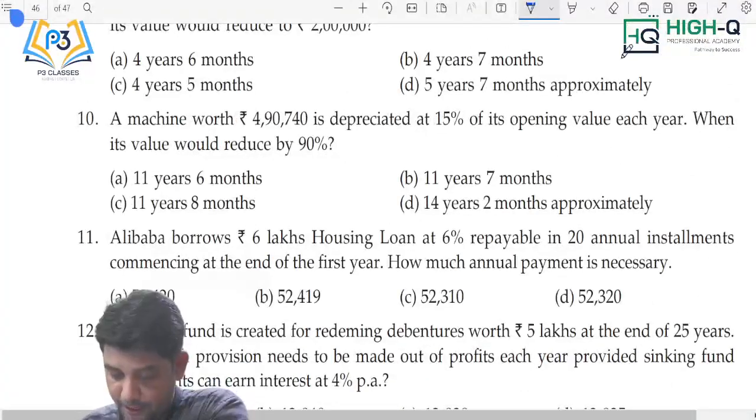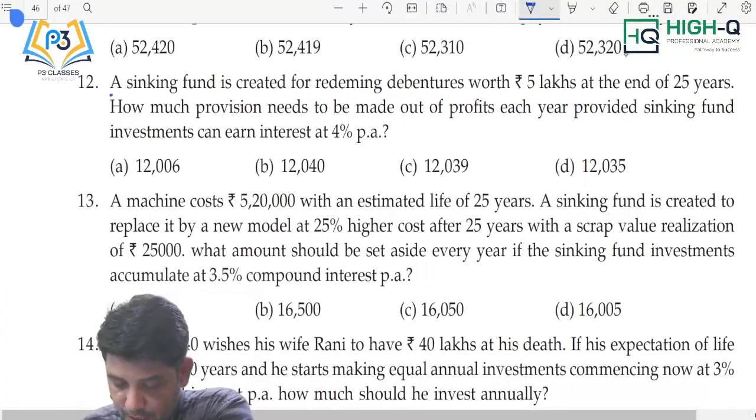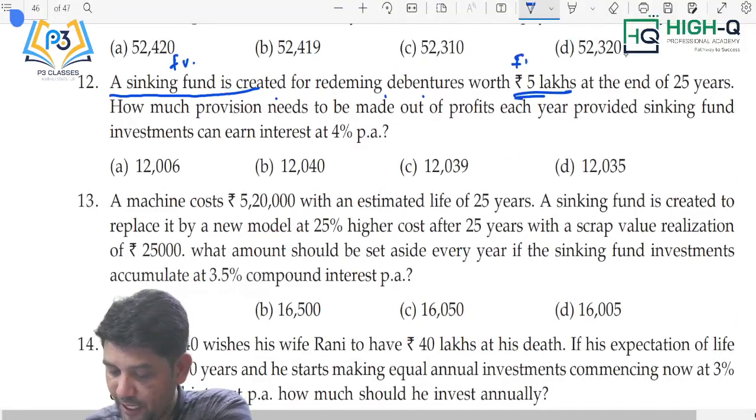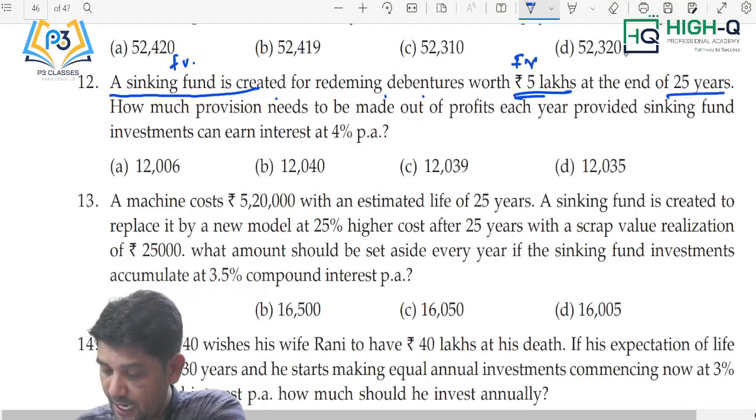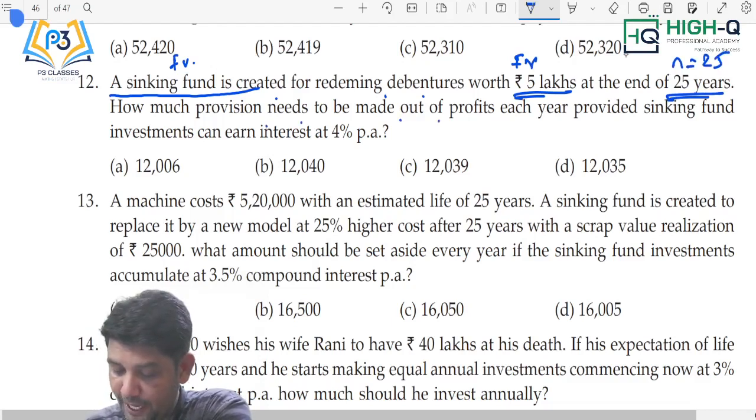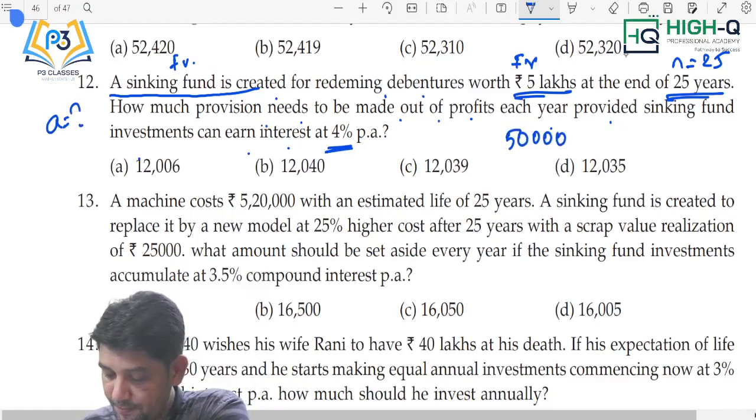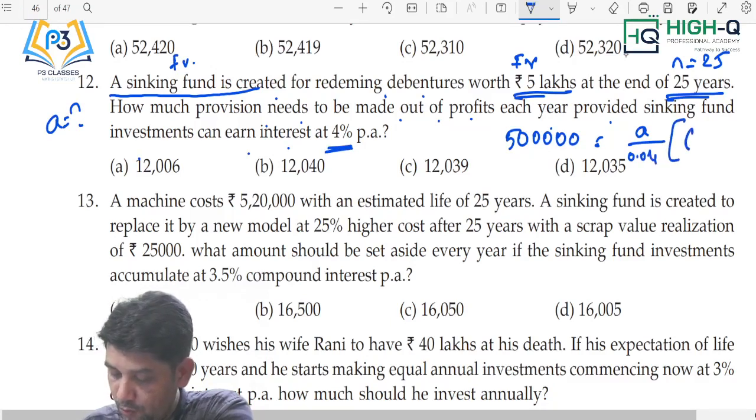Come here, my dear. One problem, sinking fund, let me do. A sinking fund is created, a future value sum, for redeeming debentures worth 5 lakhs. So the sinking fund is 5 lakhs, that is the future value is 5 lakhs, at the end of 25 years, n equal to 25. How much provision needs to be made out of profits each year, provided the sinking fund investment earns interest at 4% per annum? That means they ask you to find A. So the sinking fund is 5 lakhs. A by i, 0.04, into 1.04 whole power 25 minus 1.